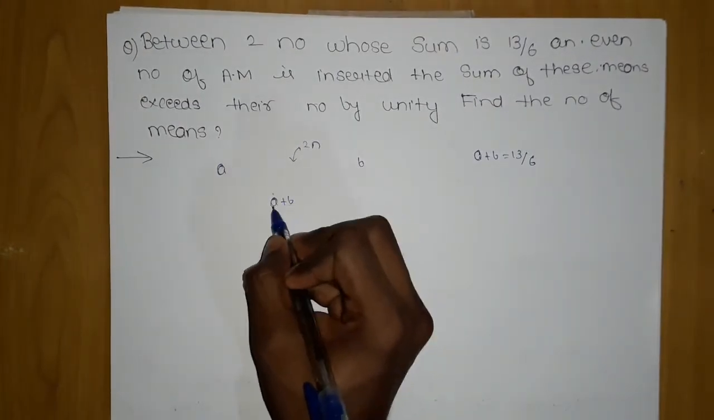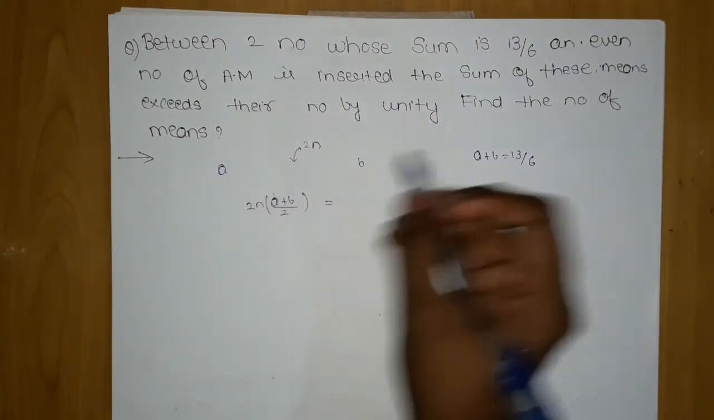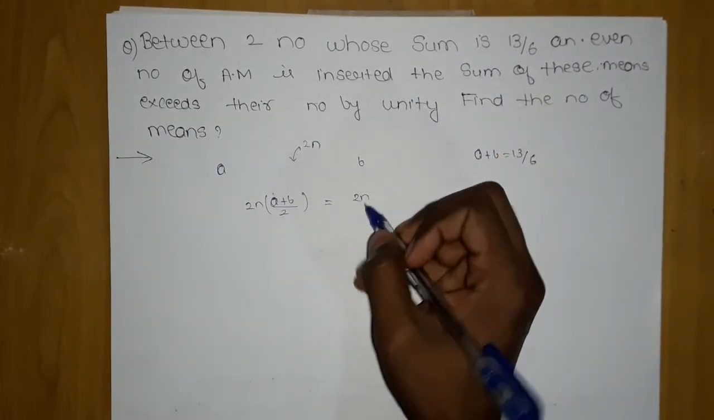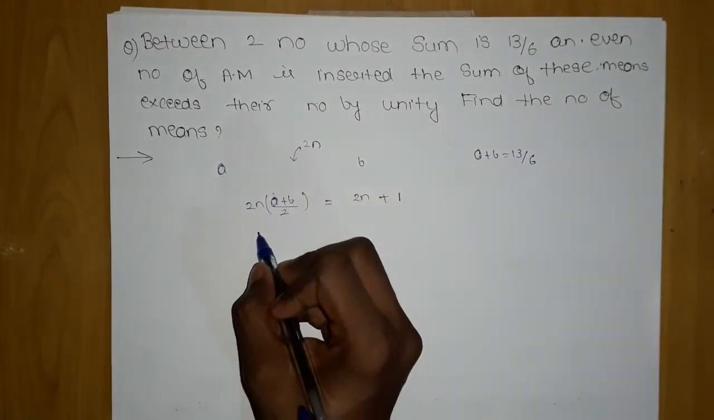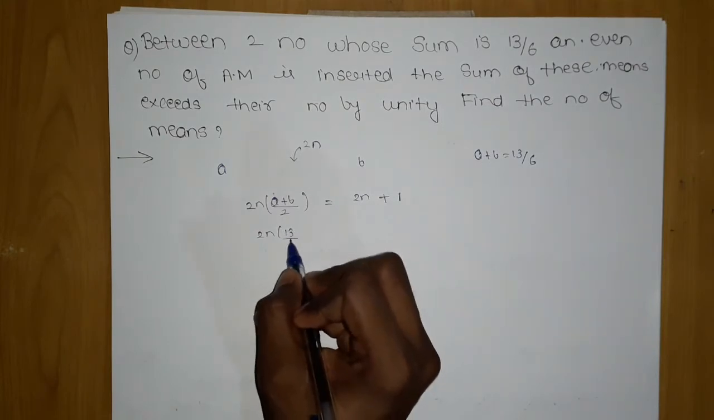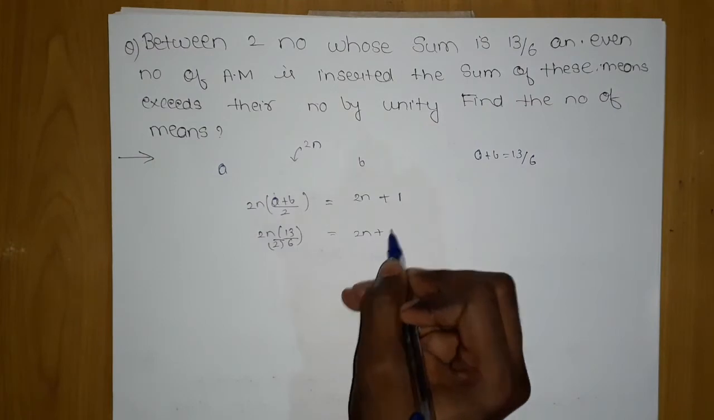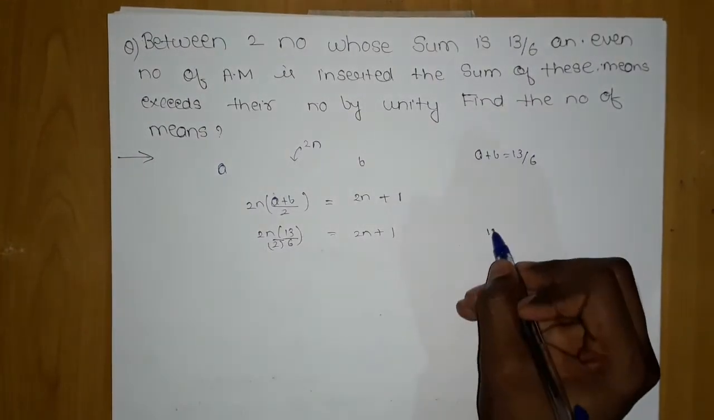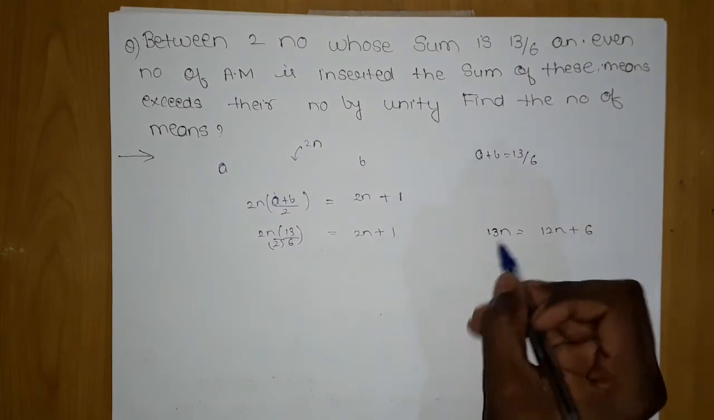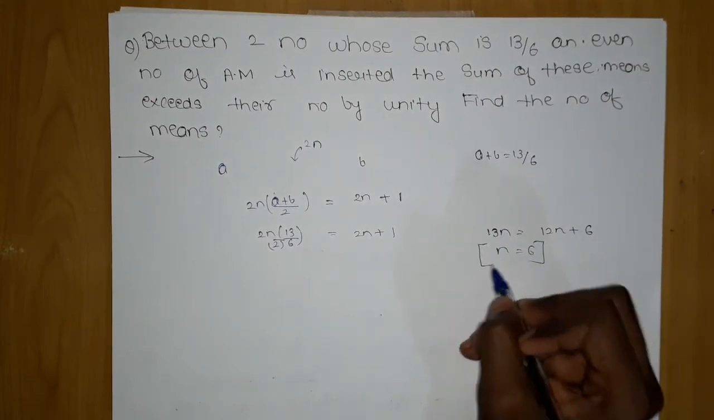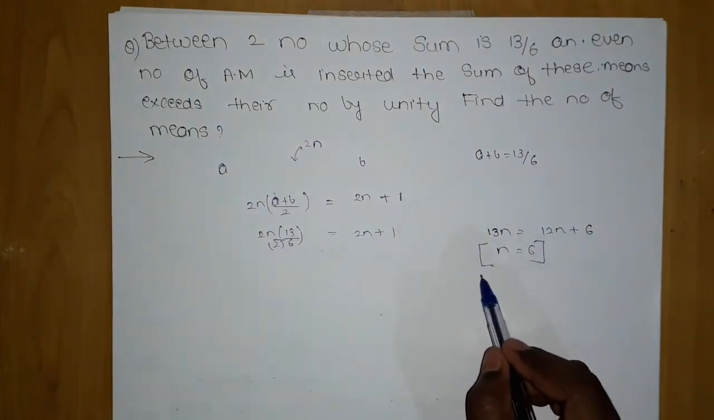(a+b)/2 into n. Okay, it is 2n. How many numbers are there? 2n, exceeded by unity, means 1. Now if I simplify, what do I have? 2n into 13/6, into 2, which gives me 2n + 1. Further on, 2 will cancel out, 13n should be equal to 12n + 6, which gives me n equals 6. So this is our answer. We wanted to find the number of wins and we got it.